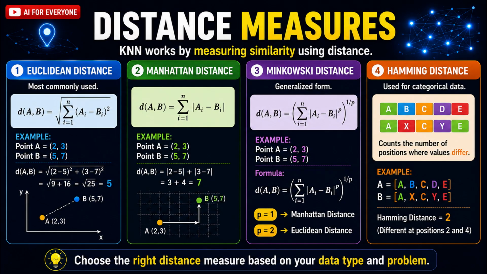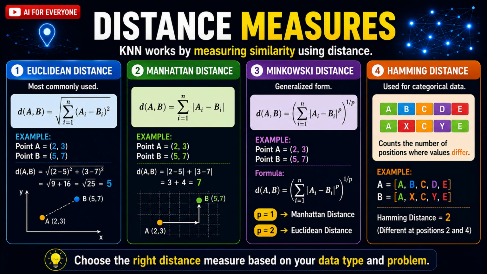Now let's talk a little more in detail about distance measures, because that's what KNN uses to measure similarity. The most commonly used is the Euclidean distance. The distance between 2 points A and B is nothing but the square root of the sum of squared differences. Here we have taken 2 dimensions, where point A is (2, 3) and point B is (5, 7), and this is the calculation for that.